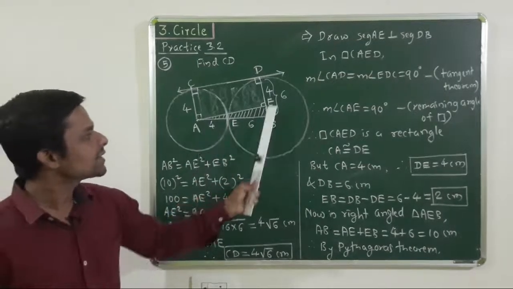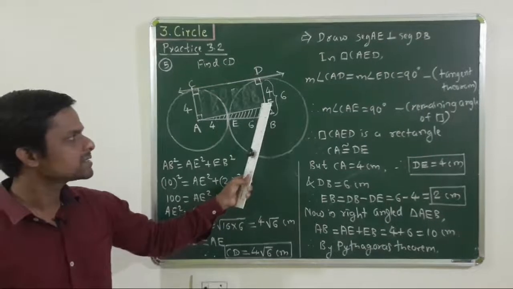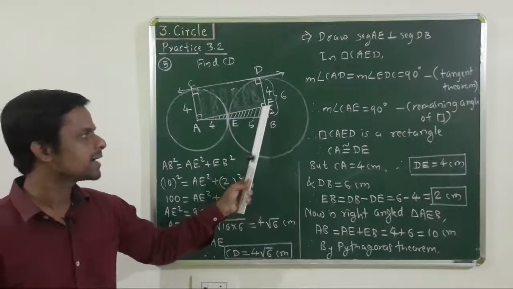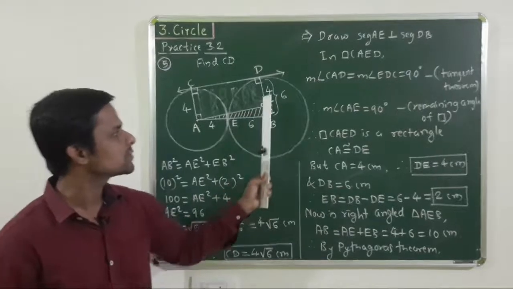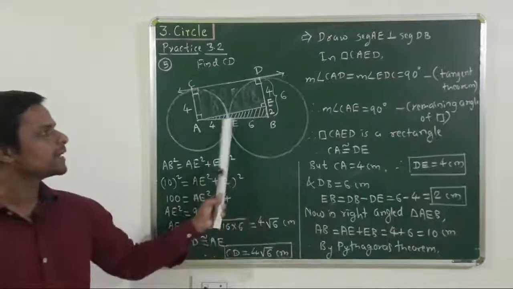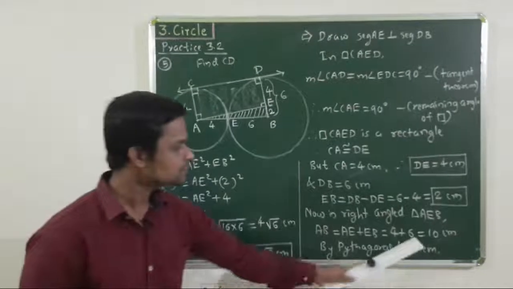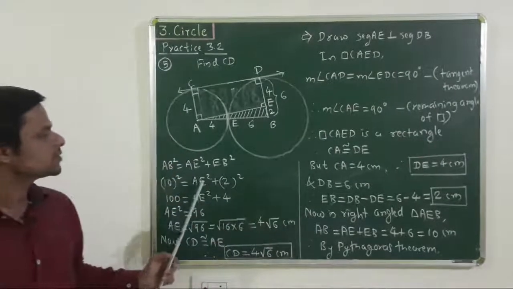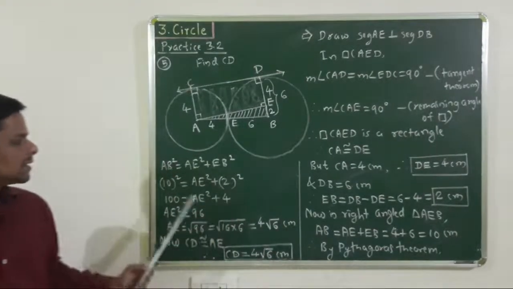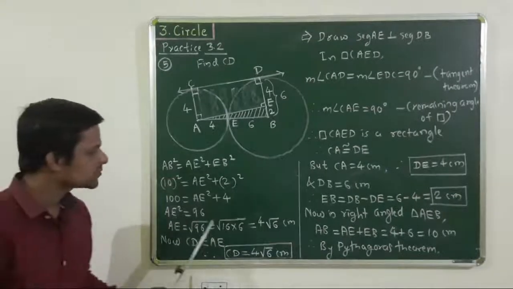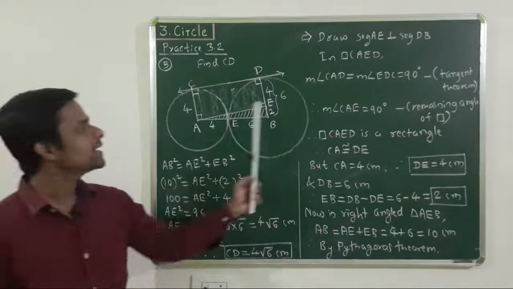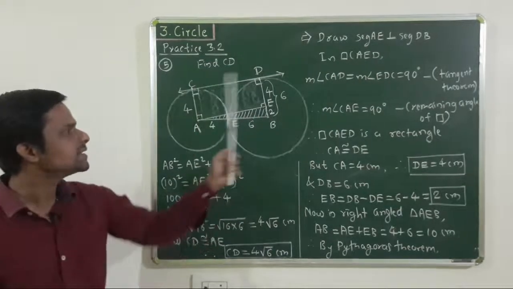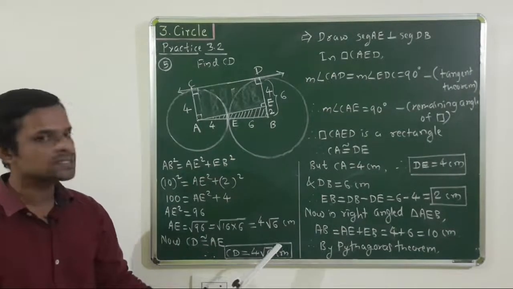Now in right angle triangle AEB, since this is a right angle, by Pythagoras theorem, AB square is equal to AE square plus EB square. AB is equal to AE plus EB, that is 10. Therefore we get 10 square is equal to AE square plus 2 square. From this we get AE as square root of 96, that is 4 root 6 centimeter. But AE is congruent to CD. Hence CD is also 4 root 6 centimeter.